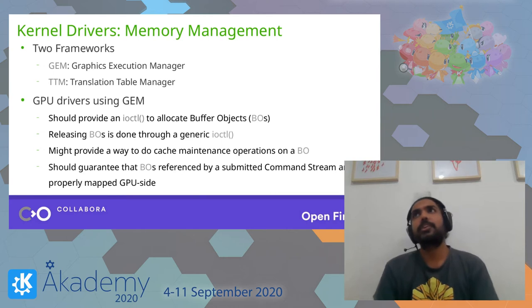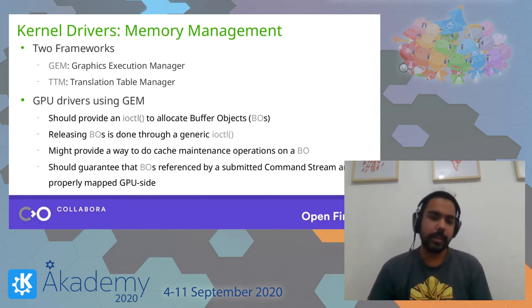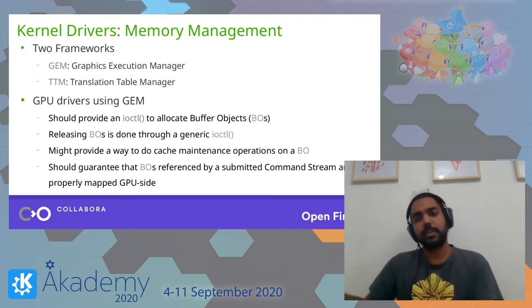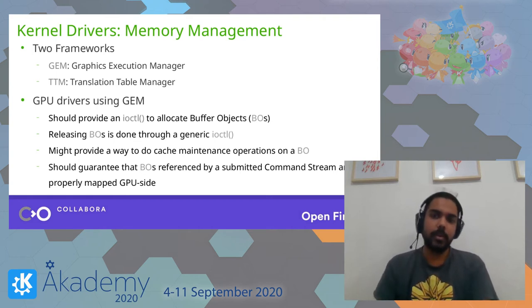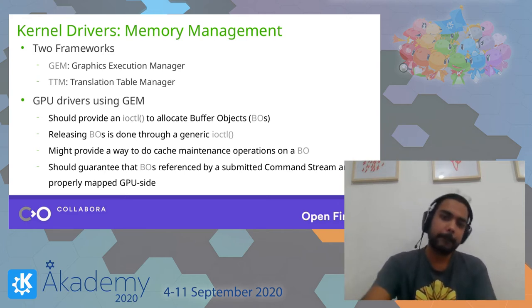Command streams are essentially jobs that run on the GPU. They are a full job description that gets run on the GPU. And one of the responsibilities of a kernel driver is to make sure that the buffer objects which contain the data required by a job are properly mapped during command stream runtime.